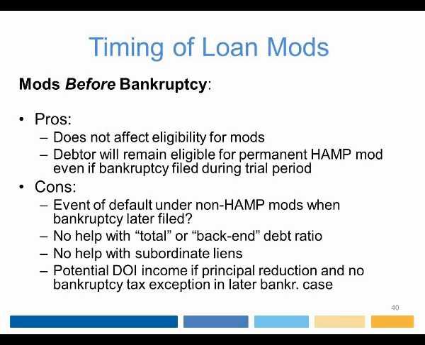One of the things about getting a mod before bankruptcy is it's not necessarily going to help in the analysis of that back-end debt-to-income ratio, and it might not help with subordinate liens in terms of getting approval anyway. You could still deal with those liens afterwards.